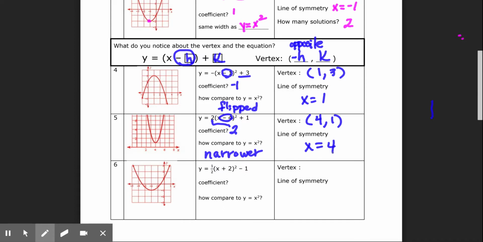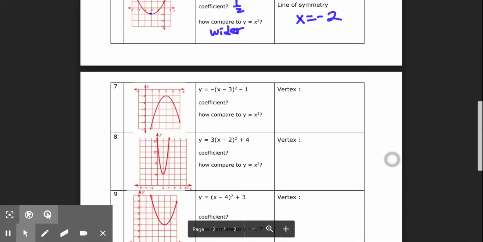All right, number 6. Your coefficient is 1/2, so how is this going to compare to y equals x squared? It's going to be wider, or another word is horizontally stretched. Your vertex is going to be the opposite of that, so there'll be a (-2, -1), which is true from your graph. The line of symmetry would be x equals -2. All right, let's go look at number 7 on the next page.